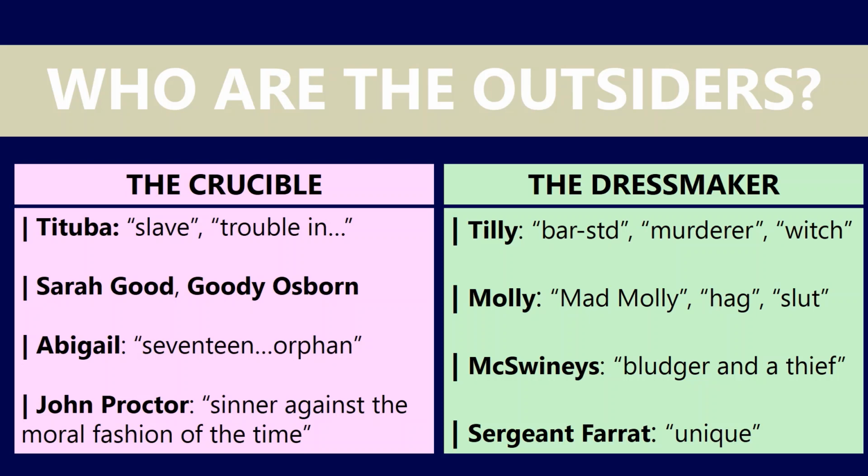You've got Abigail Williams, who is 17 and an orphan. So again, she's young. She's also a woman as well. And she's a servant too, I should say, much like a character such as Mary Warren. John Proctor would also be considered an outsider, and I've got the quote from the authorial interjection from Act 1, where he's described as being a sinner against the moral fashion of the time.